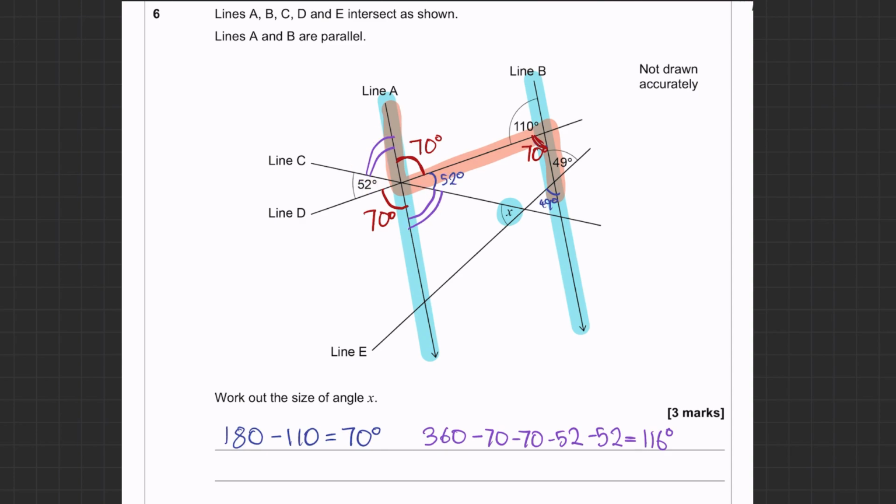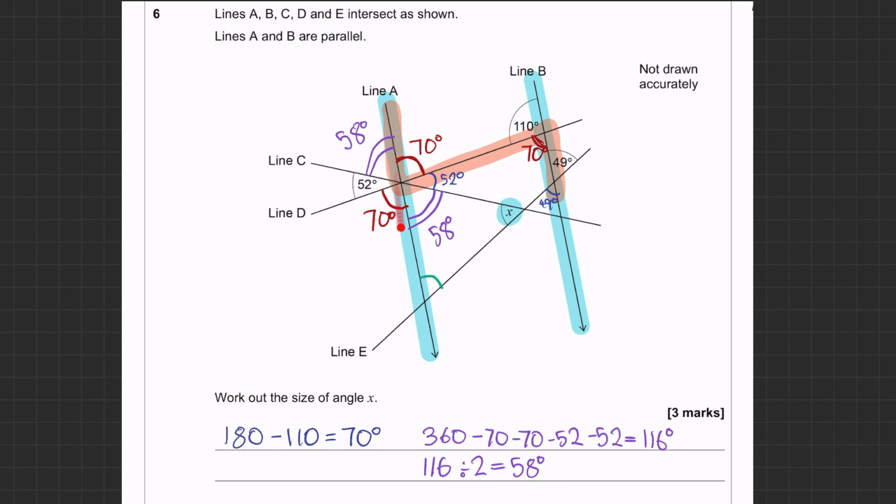So we need to half 116 to find the amount. So we've got 116 divided by 2 equals 58 degrees. So this must be 58 degrees, and this must also be 58 degrees. Now we still need to find this angle here. But what could this angle be?